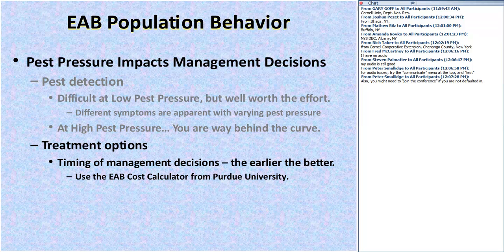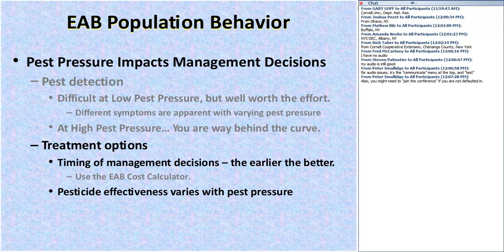I want to point this out. I'm going to point it out many times throughout the presentation. Use the EAB cost calculator from Purdue University. It's a fantastic tool, and if anybody's responsible for managing emerald ash borer, you really should take a look at it. It's very easy. I can even do it.